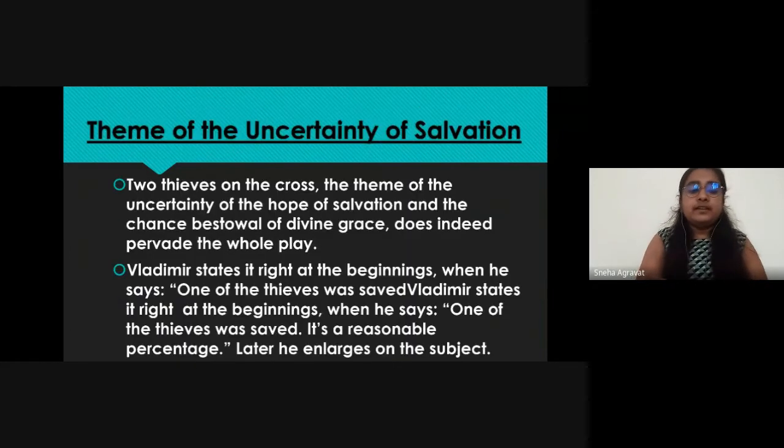So here are some points. The theme of the uncertainty of salvation: two thieves on the cross. The theme of the uncertainty of the hope of salvation and the chance bestowal of divine grace does indeed pervade the whole play. Vladimir states it right at the beginning when he says, one of the thieves was saved. He engages on the subject again later.